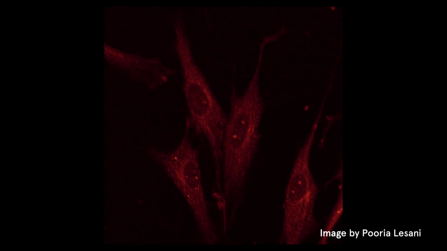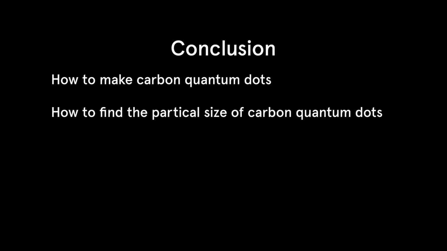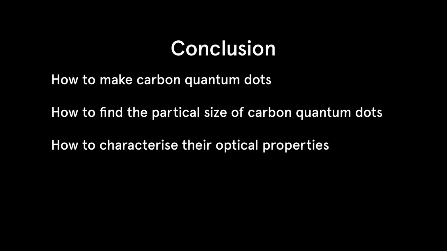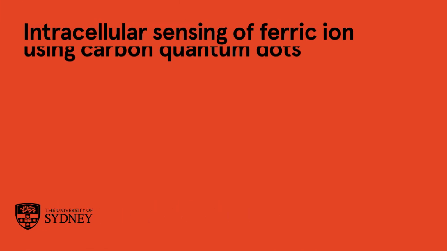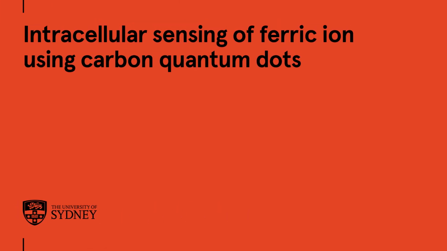So now we know how to make carbon quantum dots, how to find the particle size distribution, characterize their optical properties, and their application for cell and tissue imaging. Okay, now let's go see how JJ will prepare our sample for the cell studies.